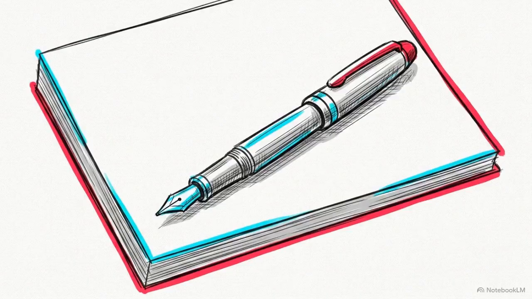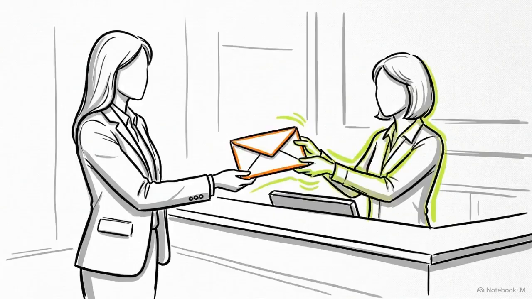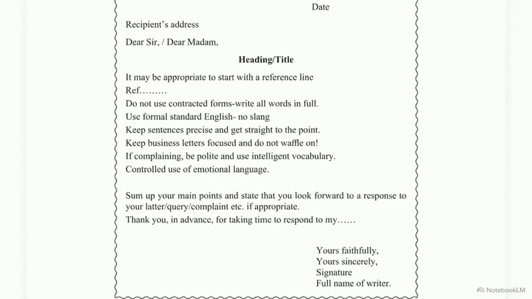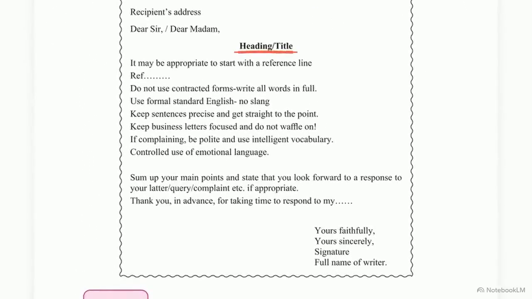Also known as a business letter, this is a highly structured, traditional format used for official correspondence, such as applying for employment or registering a formal complaint. This diagram shows a formal letter's strict layout. It must include the sender's address, date, recipient's address, and formal salutation in exact order. Moving down, it requires a heading, a structured body, followed by a formal subscription and the writer's signature.